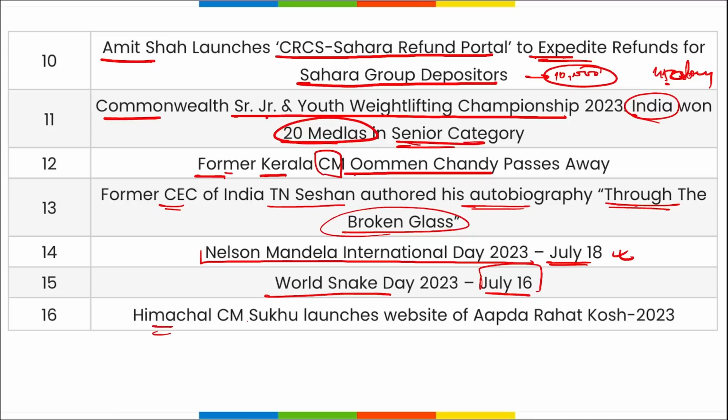And Himachal Pradesh Chief Minister Sukhvinder Singh Sukhu launched a website, that is Aapda Rahat Kosh 2023, and this will also be a donation portal, where people can donate to the people affected by the heavy floods and rainfall in the state of Himachal Pradesh.